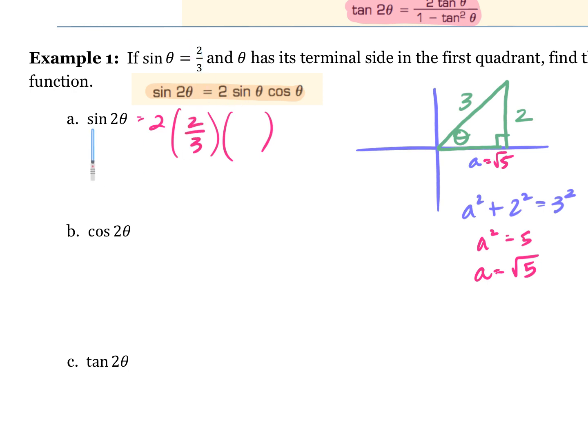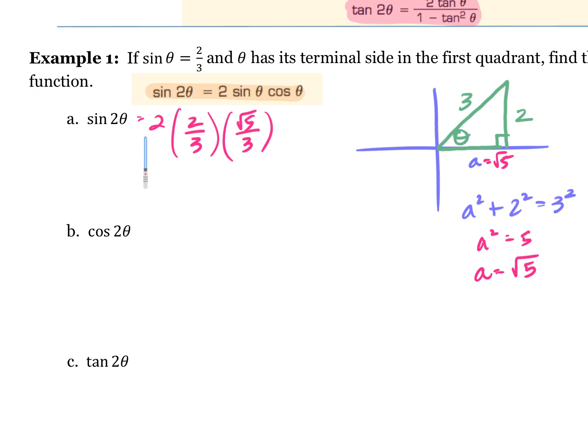What am I looking for again? I'm looking for the sine of 2 theta. That's why it's a little different. I've got to multiply that by the cosine of theta. Using this triangle, what's the cosine of theta? Awesome. Adjacent over hypotenuse is root 5 over 3.